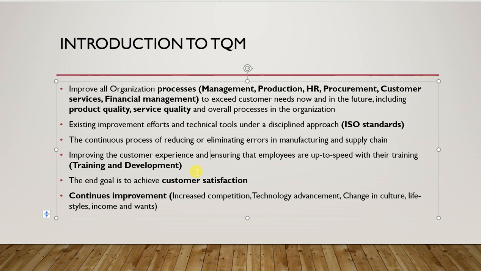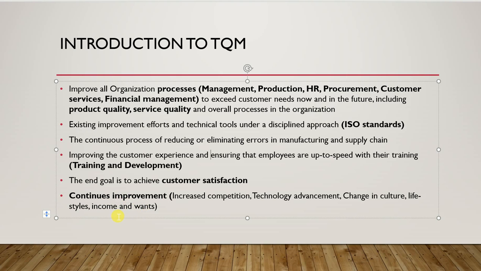Also, as you know, there is increased competition and technology advancement, change in culture and lifestyles, income and wants these days, especially with this touch technology, and also improvement and advancement of technology. The lifestyle and culture of people has significantly changed. So their culture and lifestyle change, so their wants and needs are also changed. That's why companies should continuously improve, otherwise they will go out of business.